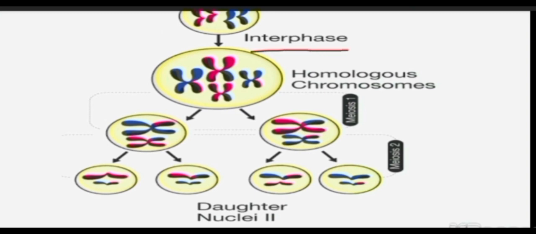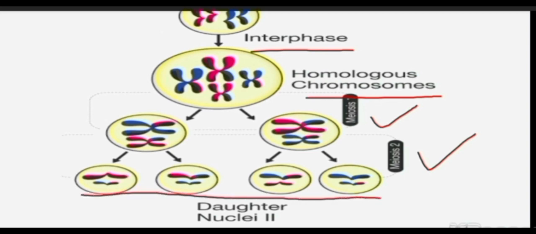In interphase, the DNA would be replicated. So after the interphase, homologous chromosomes undergo meiosis 1 and meiosis 2 to form the 4 daughter cells which are haploid. So meiosis 1 is also known as reduction division because here the homologous chromosome number is reduced to half.